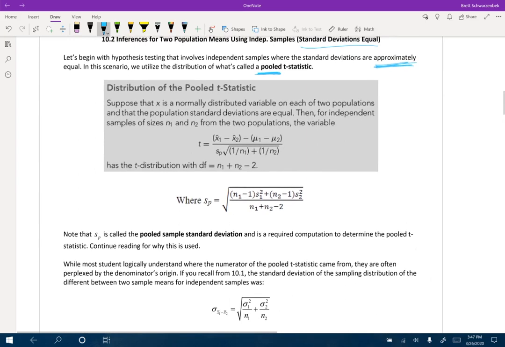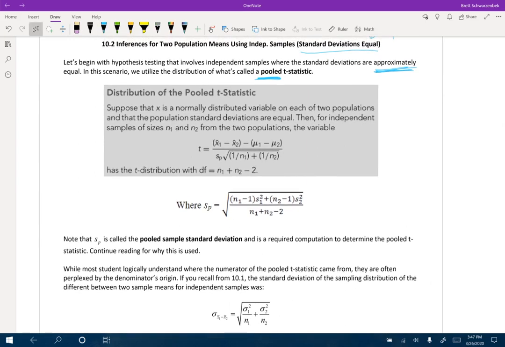Okay, so let's talk about the distribution of a pooled t statistic. So essentially, how do we calculate t in this setting? Just as a reminder, how did we calculate t before? With a one sample scenario, it was x bar minus mu over s divided by root n. Okay, so now you can look at that and then you can look over on the left side and see the formula, and you'll see that they are in the same order.